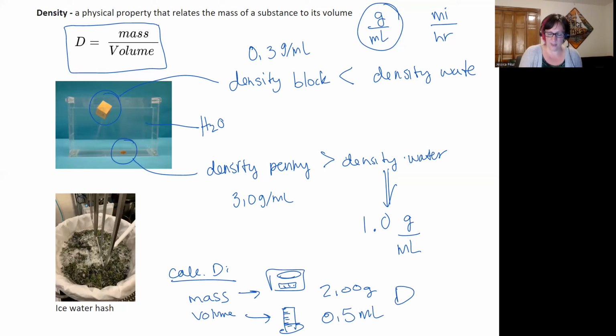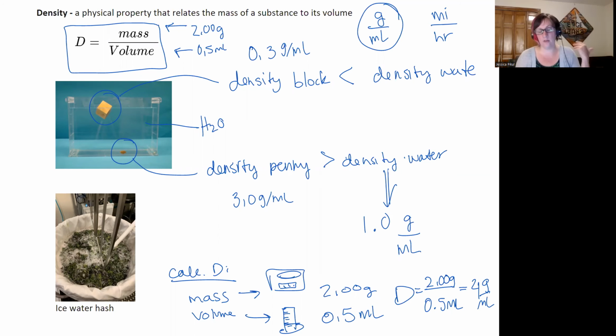So my density would be equal to 2.0 divided by 0.5 milliliters, because I'm going to use my mass, which was that 2.0 grams, and divide that by my volume, which is that 0.5 milliliters, to calculate what my overall density is. And so that is going to be about 4 grams per milliliter. And I'm just going to plug that into a calculator or do it in my head, depending on who I am. Yeah, so that's density, and we'll talk about that more throughout the quarter.